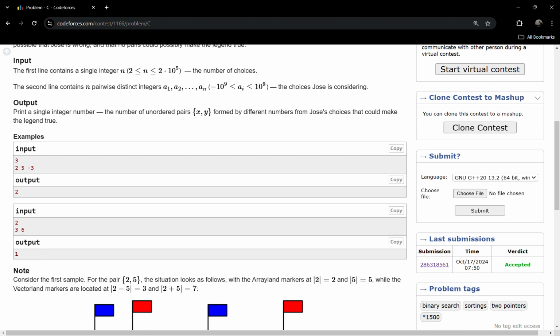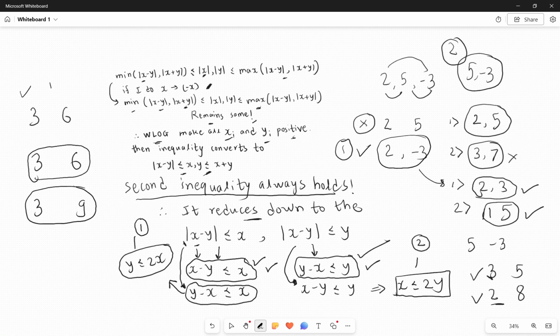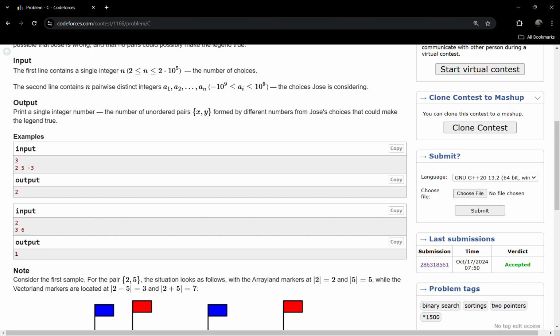For the second test case, 3 comma 6, we have to check only one pair. So we are checking this left side, 3 comma 6. The first king will capitalize from 3 to 6, the second king will capitalize on 3 to 9, so this region completely includes this region. So yes, the answer should be 1, and indeed it is 1.